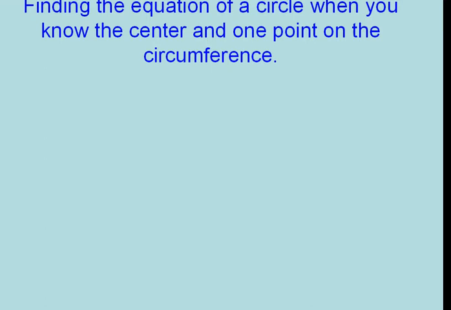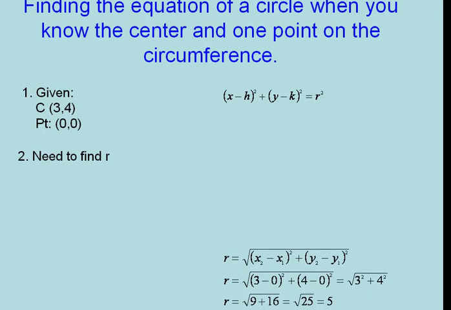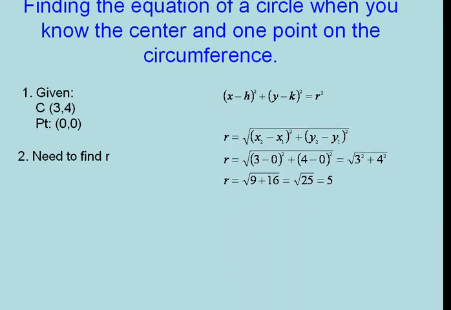Now we'll try to find the equation of a circle when we know the center and 1 point on the circumference. So we're given the center as (3, 4) and the point (0, 0). We have the h and the k, but we need to find the radius. We use the distance formula to find the radius, because the radius is the distance from the center to the point on the circle. Filling in the values for those 2 points, we come up with r equals the square root of 25, which is equal to 5.